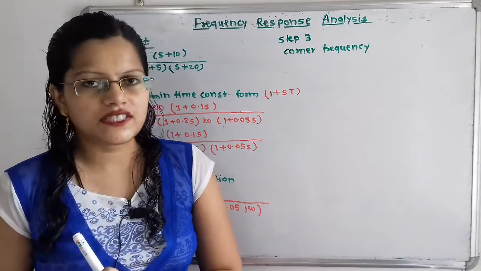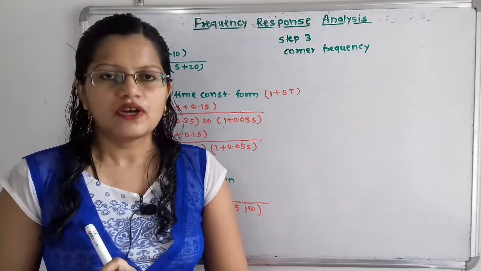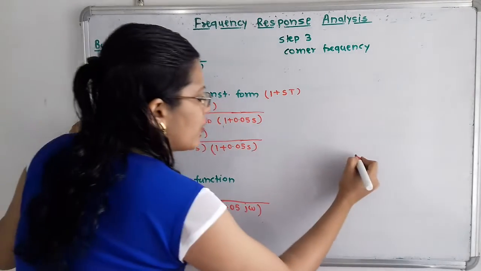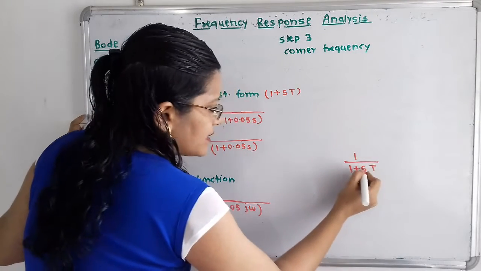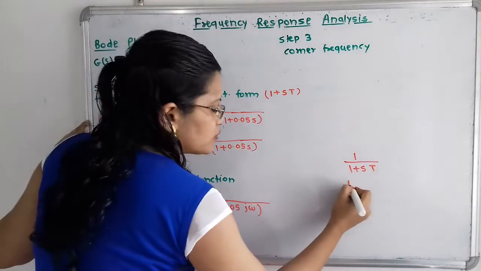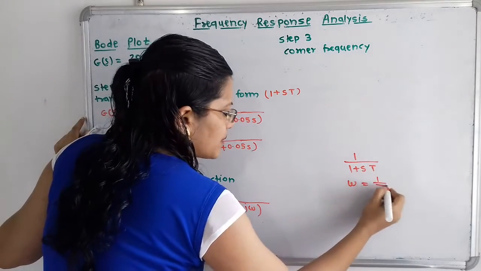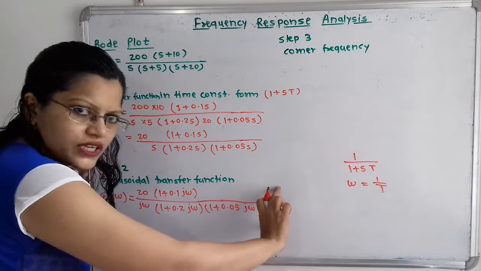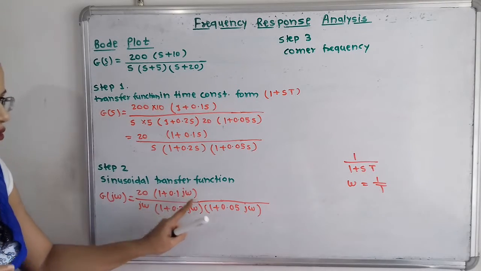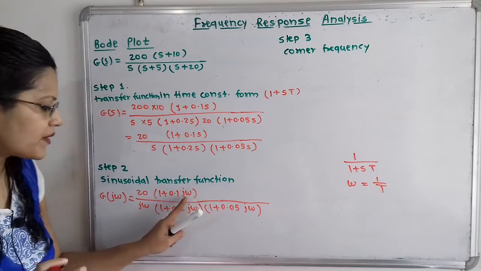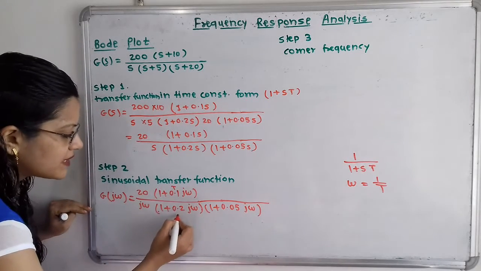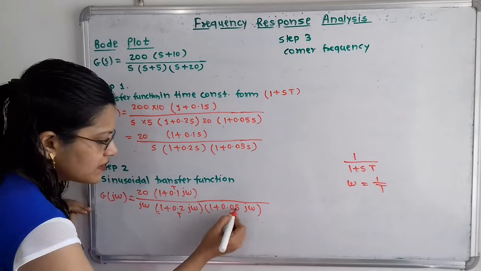Now we will move to the third step, that we have to write the corner frequency. Let us first understand: the standard form is 1 divided by 1 + sT. The coefficient of s, the number with this s, is nothing but T, and omega, that is the corner frequency, is equal to 1 by T. If we observe the whole equation in the second step, we have to take the numbers with this j omega. Instead of s, we have written j omega. So we have to take it as T. In the first term T is 0.1, in the second term T is 0.2, and in the third term T is 0.05.